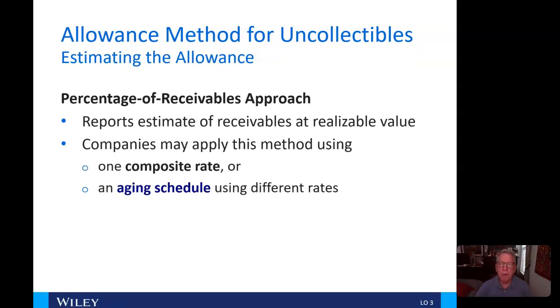Okay, the allowance method for uncollectibles, estimating the allowance. Here's a percentage of receivables approach. Now, whenever it's a receivables approach, we have two kinds of receivable approaches. One is a flat percentage of the receivables. And the more accurate method of doing it, the one that I always use, is an aging schedule. And you'll see that here in a second. But either one of these is a receivables method, and when we use either one of these, we need to consider the existing balance in the allowance for doubtful accounts. So let's look at that.